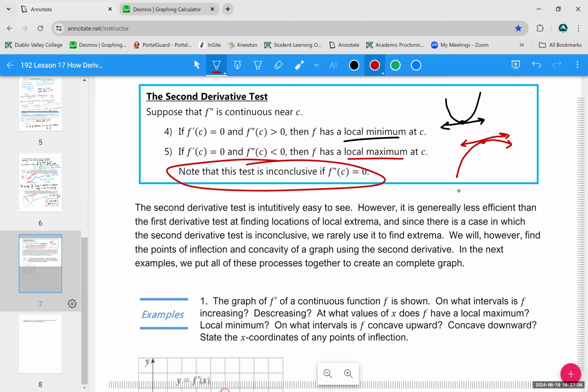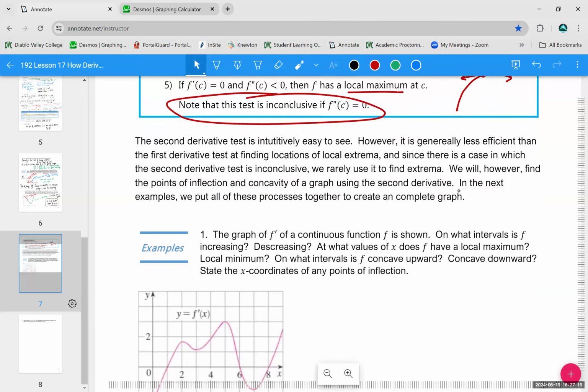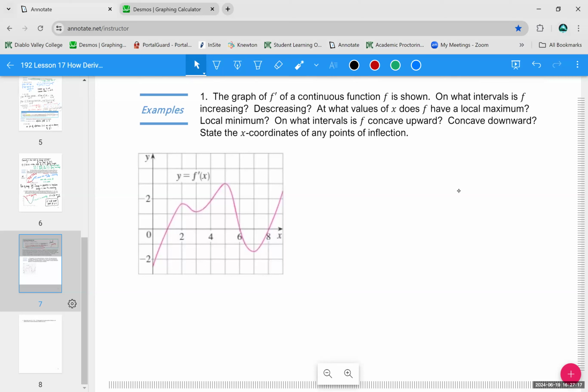So the second derivative test shows up and they point it out, but we don't actually use it much. So there it is. All right. So I do have 2 more problems here. And these are just kind of using all of the ideas in this lesson.